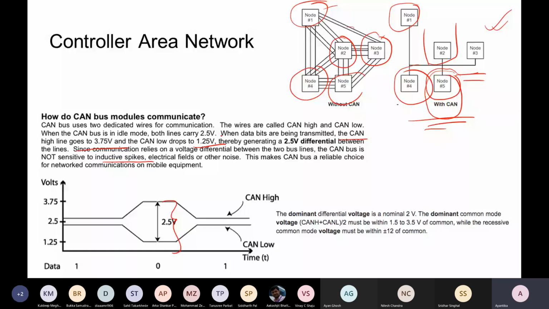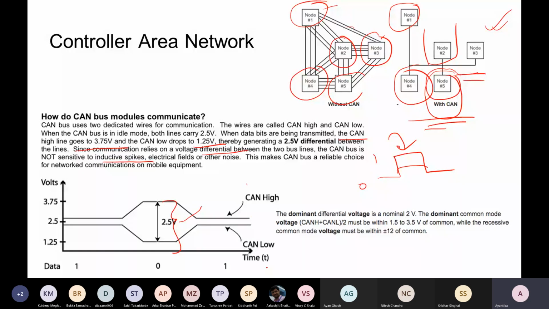So what is the advantage? Whenever you consider this difference as a particular state, maybe dominant or recessive, it is not like in other cases, where maybe this is your zero and this is your one. If some noise is affecting it, the voltage level may change, and maybe the receiver gets the impression that you are sending a zero bit. When you use a particular voltage level, your communication may be more error prone. On the contrary, to increase reliability and to decrease sensitivity against inductive spikes, this concept of differential voltage is used in CAN.